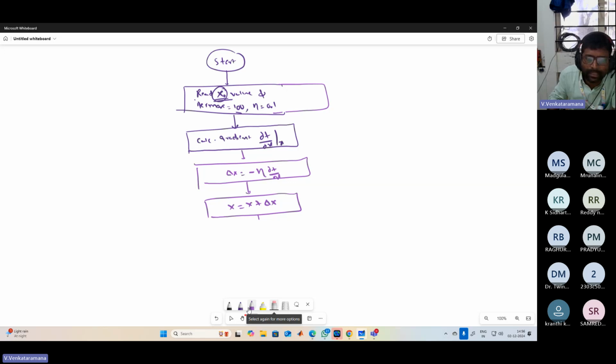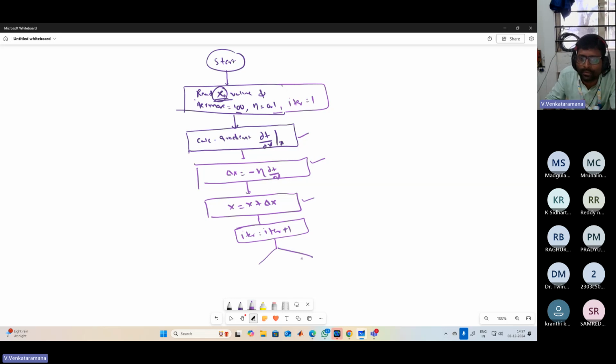And in addition to that, you can choose a starting iteration, iter equal to 1. It is the first iteration. So we are in the first iteration. We are calculating the gradient, we calculate the step length, we updated the x value. Now you can increment your iteration. So iter value is equal to iter plus 1. We are going to increment. So after that, what are we going to do? You have to check it.